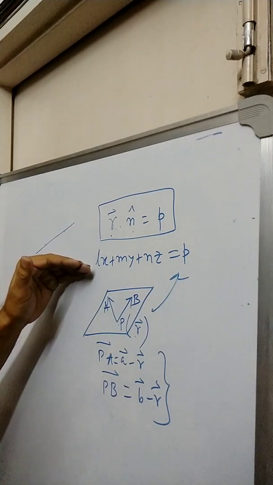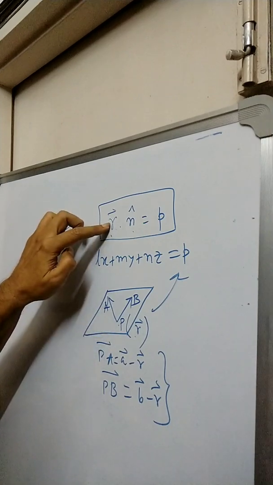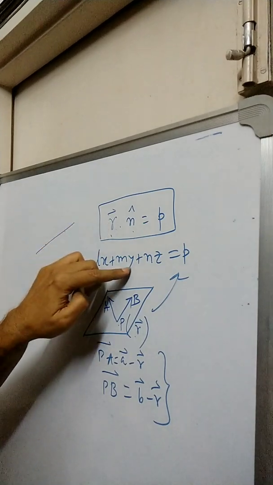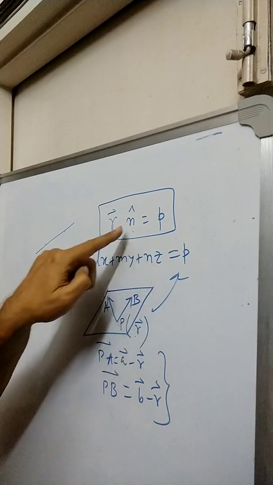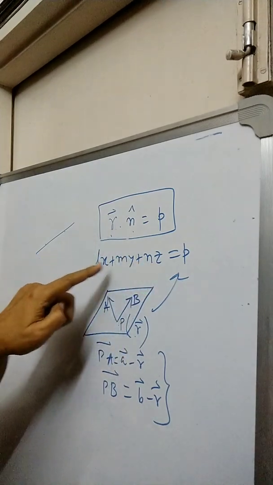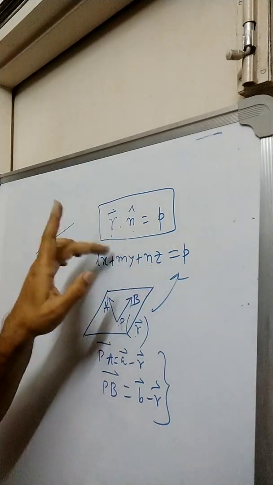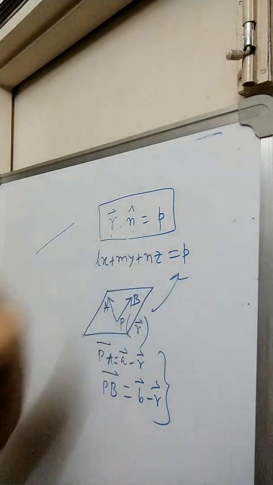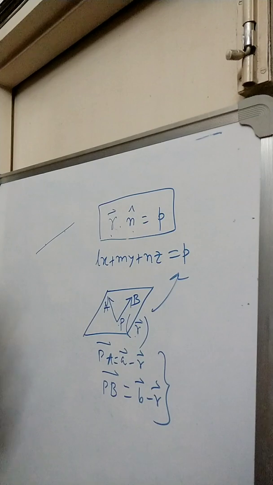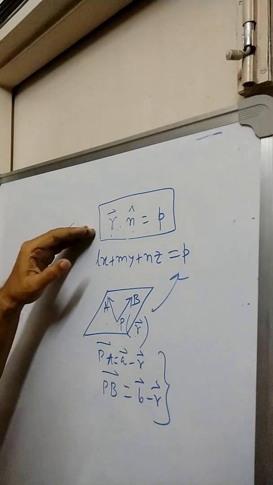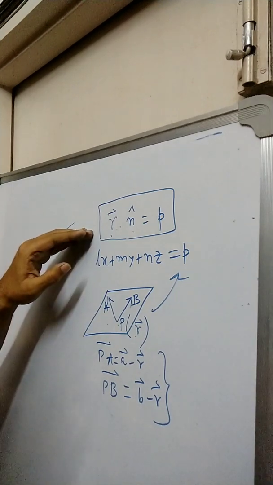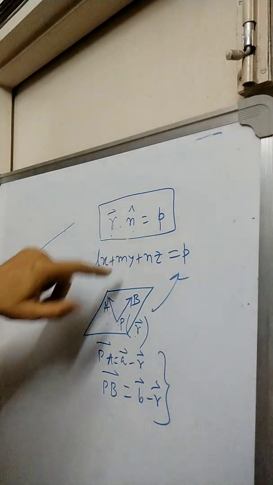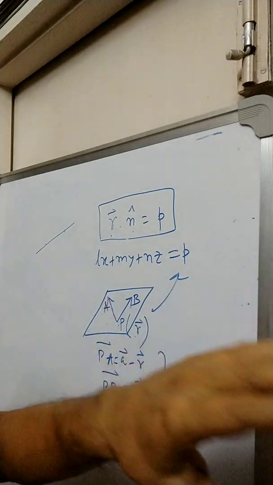Why? Because r vector is represented by x i cap, y j cap and z k cap. Our n cap vector is represented by l i cap, m j cap and n k cap. When I take dot product, it becomes lx plus my plus nz, and p is the perpendicular distance from origin upon the plane. We know that. So just remember this to be the vector equation of the plane having n cap as the unit normal on that.